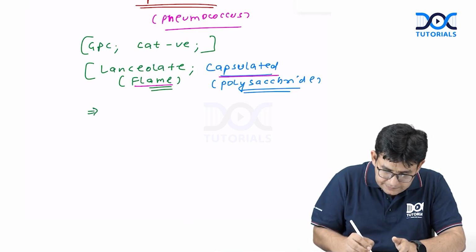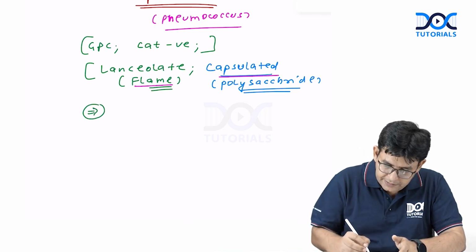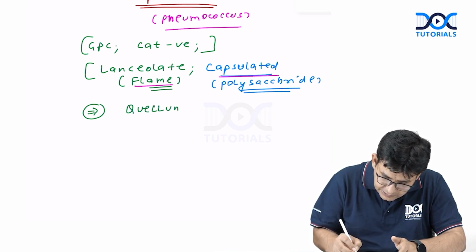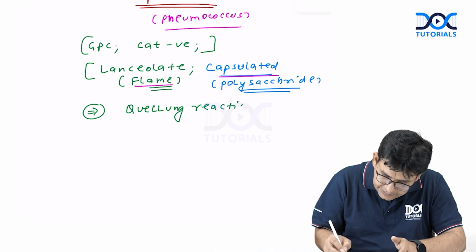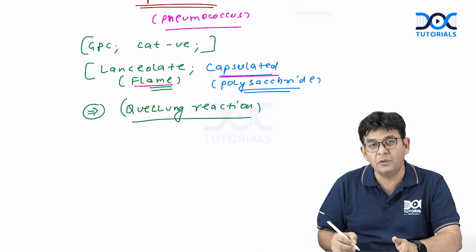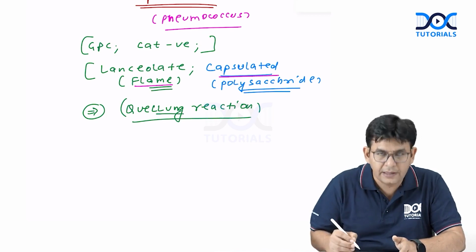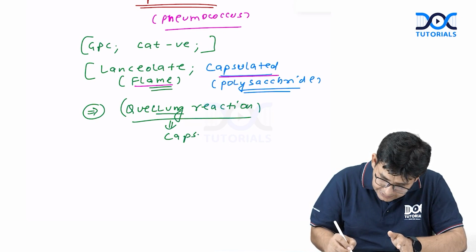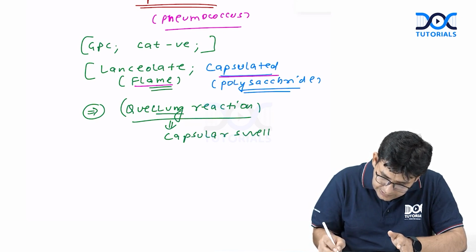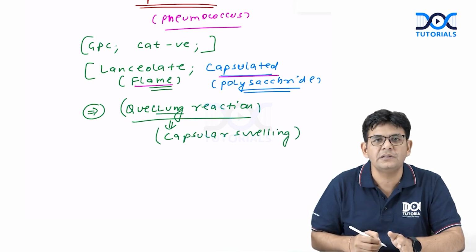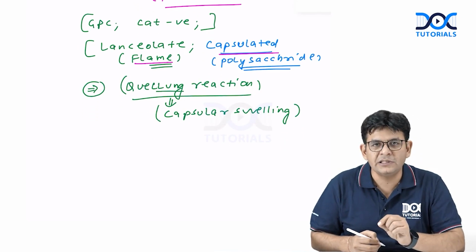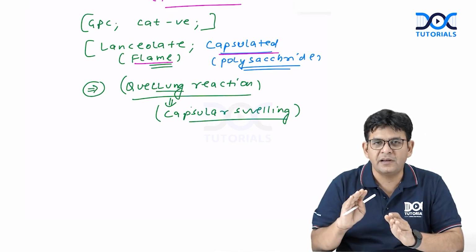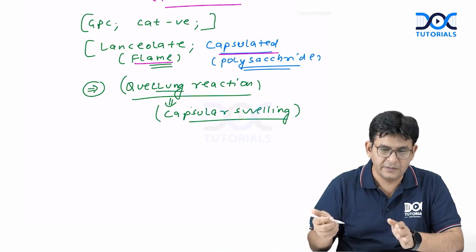Important to know here is that this particular capsule is demonstrated by a reaction termed as the Quellung reaction. If you have seen the starting video of mine, I have told you regarding the Quellung reaction. Basically, it is capsular swelling. It is a serological reaction between capsular antigen and antibody, which leads to the breakage of the polysaccharide bonds, and thereby capsular swelling.